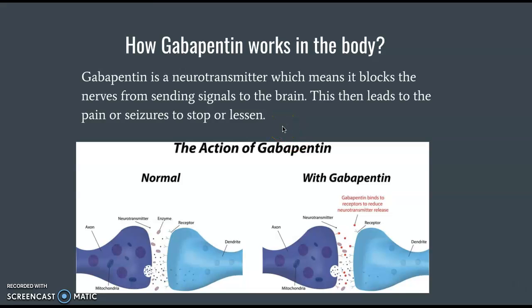Gabapentin is a neurotransmitter blocker, which means that it blocks the nerves from sending pain signals to the brain, which then leads to the pain or the seizures to stop or lessen. And it is shown right here, which is how a normal axon acts, and then how gabapentin blocks those neurotransmitters.